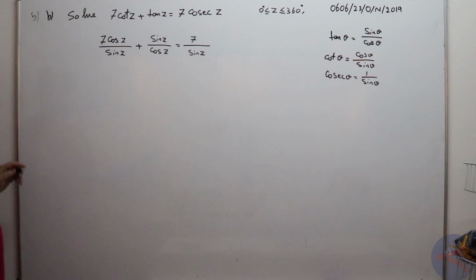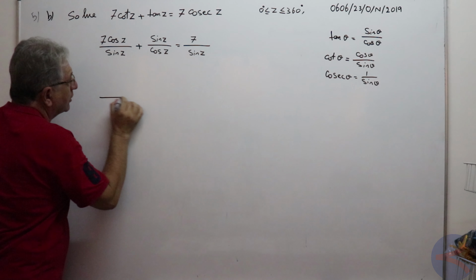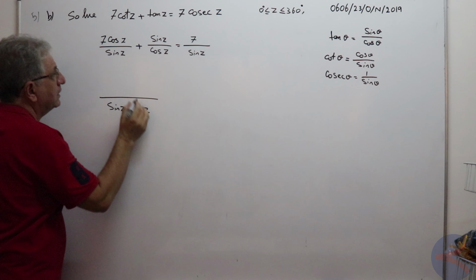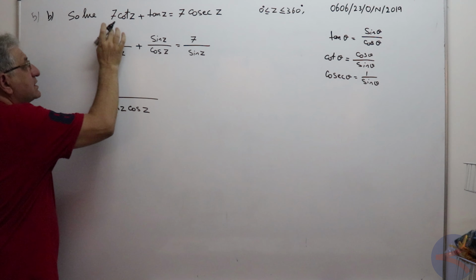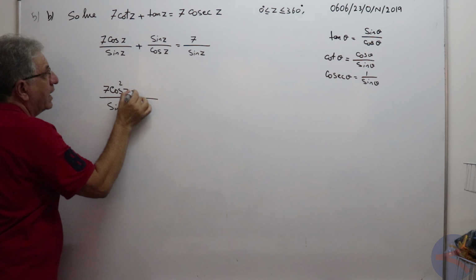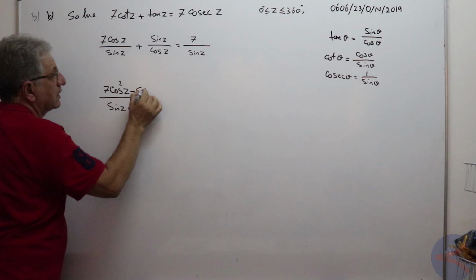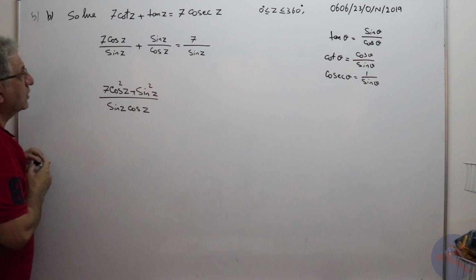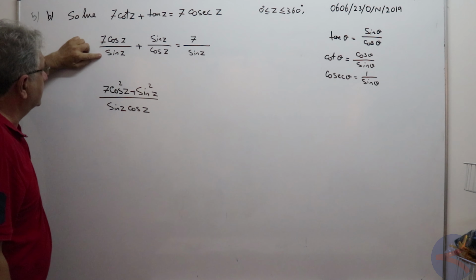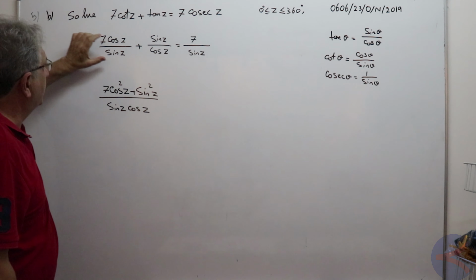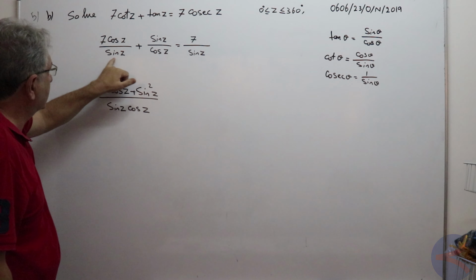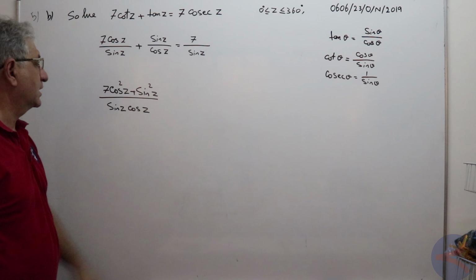Now, take the common denominator here. Therefore here you are going to get sine z cos z, then here will be 7 (cos square of z plus sine square of z). Actually what I have done is that here I have multiplied by cos z and here by cos z, so the denominator will be the same. Here I will multiply by sine z, here also by sine z. The denominator will be sine cos. So this is sine cos. Okay.